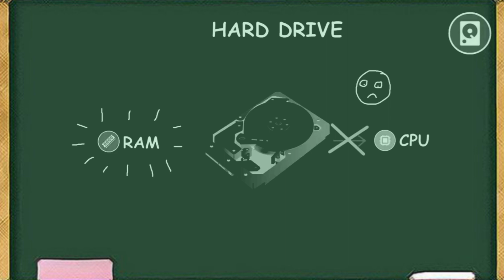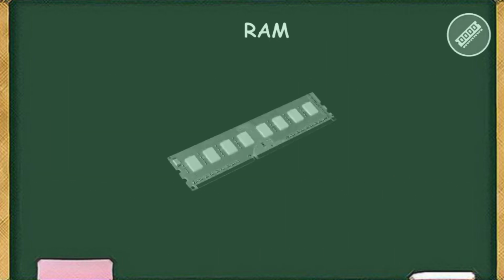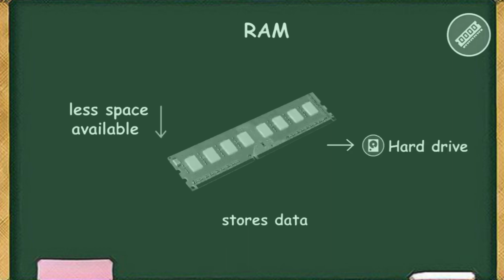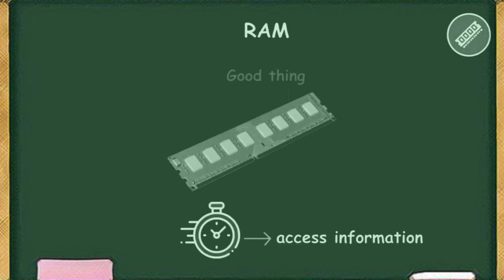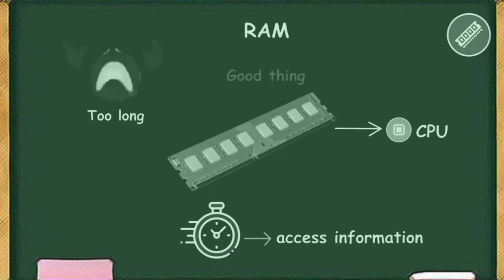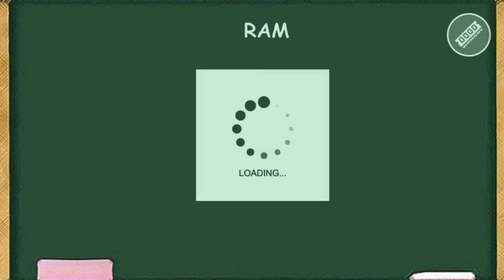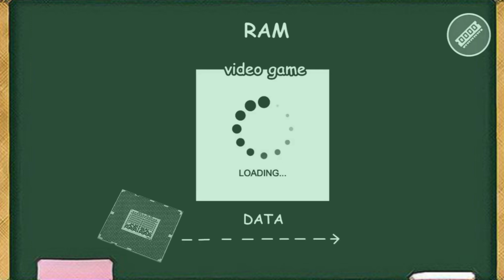To avoid this problem, we use the RAM. The RAM stores data just like the hard drive, but with much less space available. The good thing about the RAM is how fast it can access information, making it useful to quickly communicate to the CPU the information that would take too long for the hard drive to access. Every time you see a loading screen in a video game, it's because the CPU is taking the needed data from the hard drive to the RAM, so it can access it much more quickly.